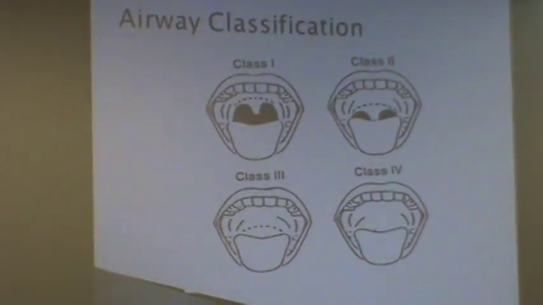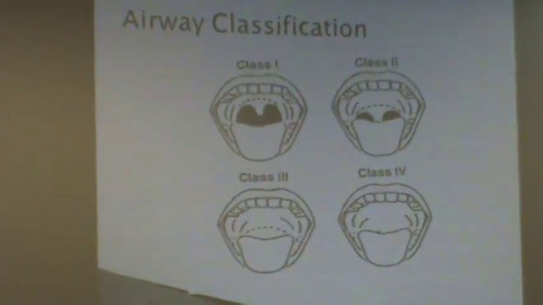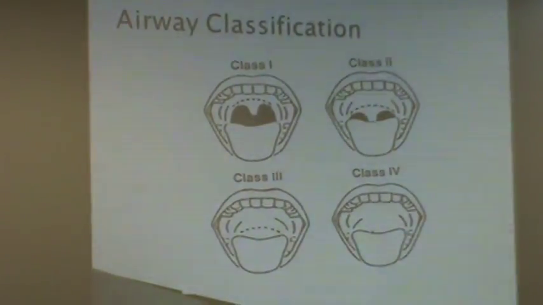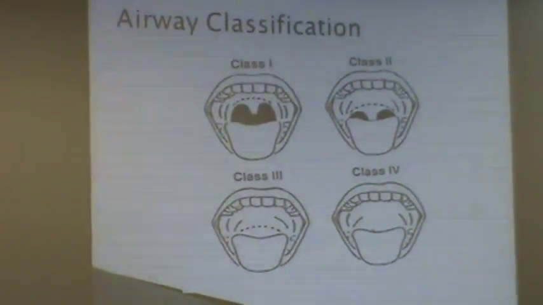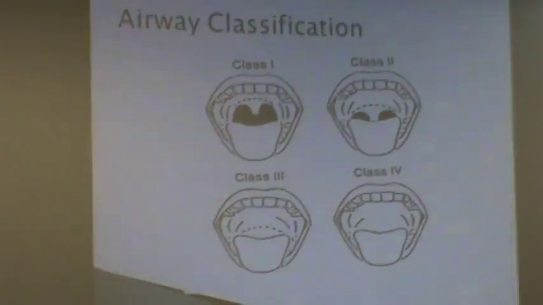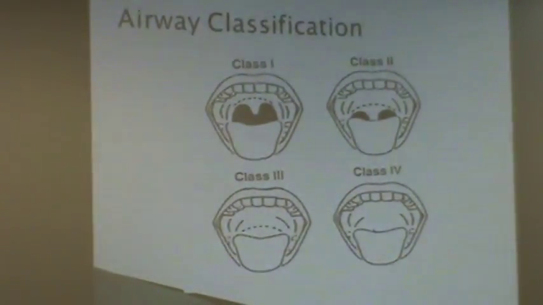So in number one, we see that you can see the soft palate, the tonsillar pillars, and all of the uvula. Number two, the tongue hides the base of the pillars and part of the uvula. Number three, you only see soft palate, and number four, you don't see anything. So four is a very difficult potential airway.